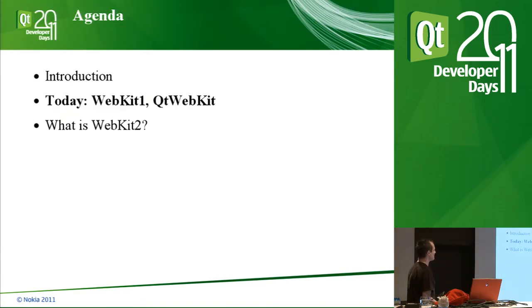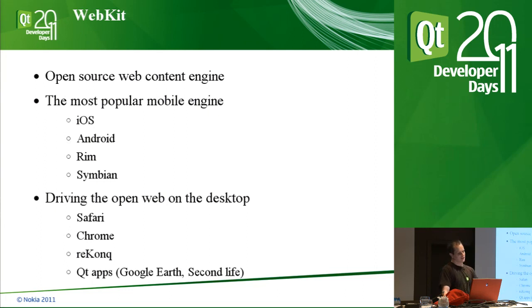Seriously speaking, let's go back to the presentation. So WebKit 1, Qt WebKit. So what is it? Quickly, I'm not going to go into details. There was a presentation yesterday about it. WebKit is an open source web content engine. Basically, you give it HTML5, and it renders it for you. Very simple.